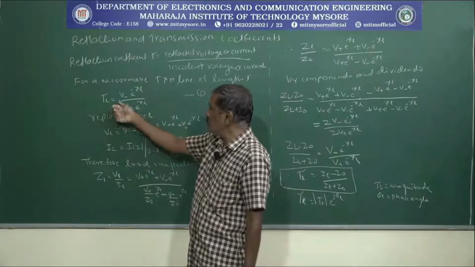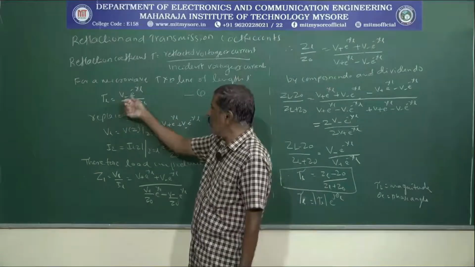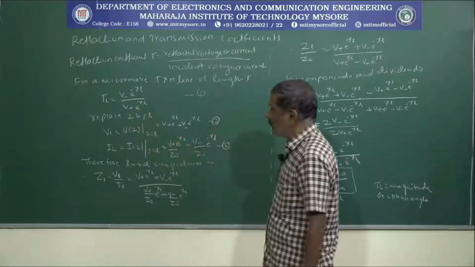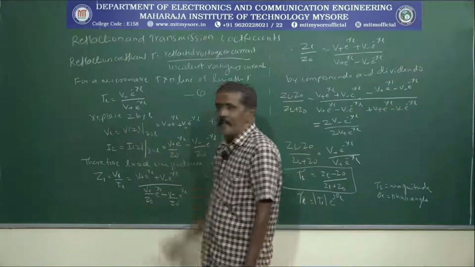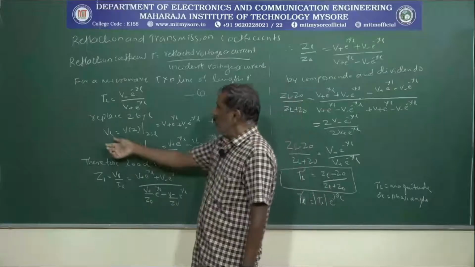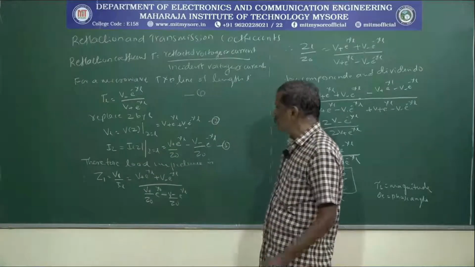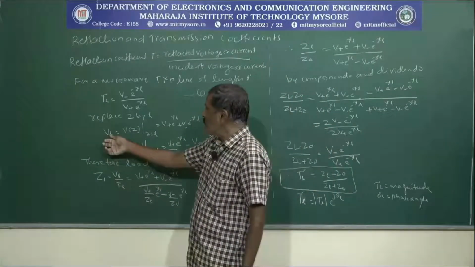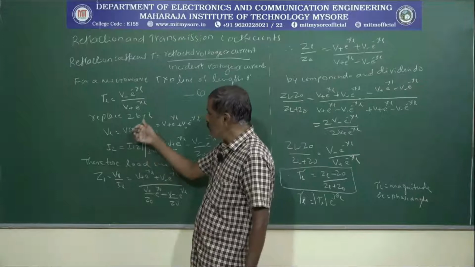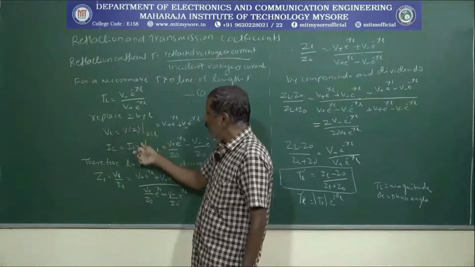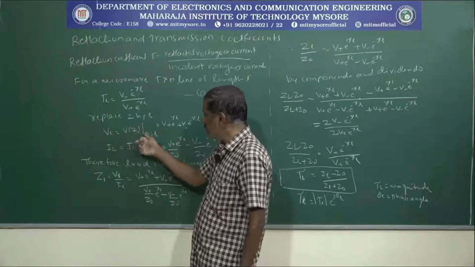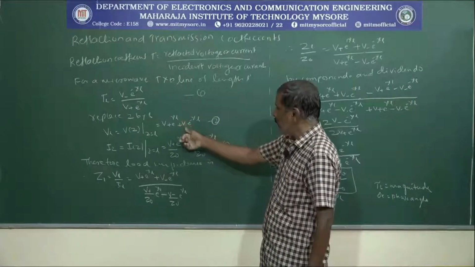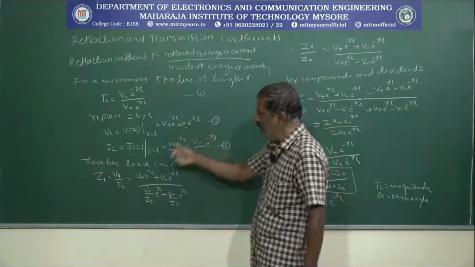Then this reflection coefficient is given by tau L equal to V minus e to the power minus gamma L divided by V plus e to the power gamma L. Now, replace Z by L. When you replace Z by L in the basic equations of voltage and current, V of L is equal to V of Z, because we are replacing Z by L. So V of Z equals V plus e to the power gamma L plus V minus e to the power minus gamma L.